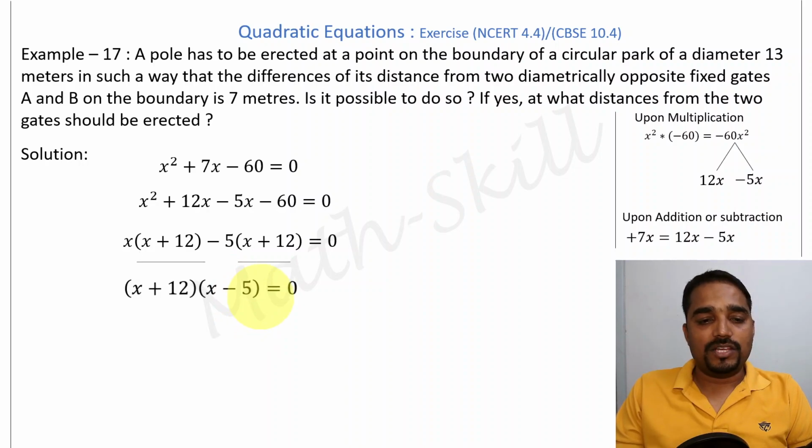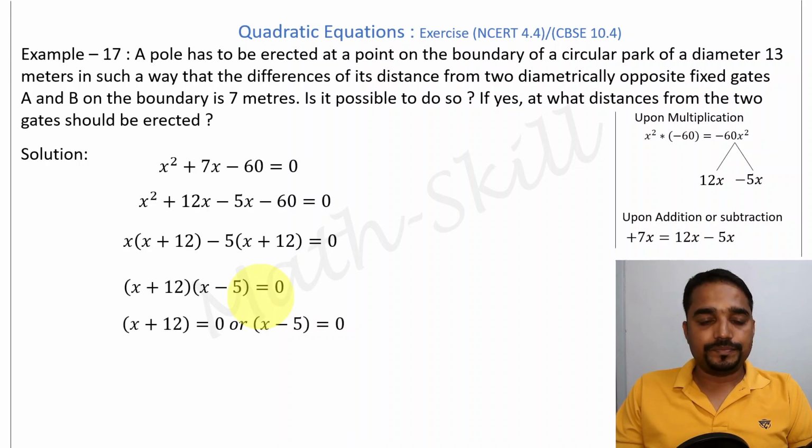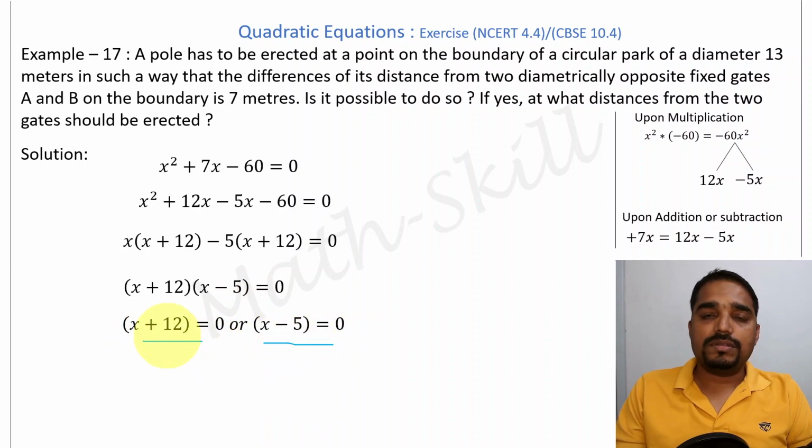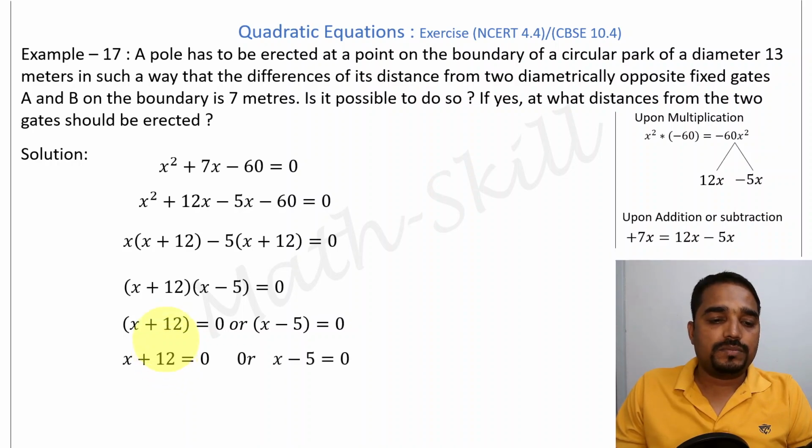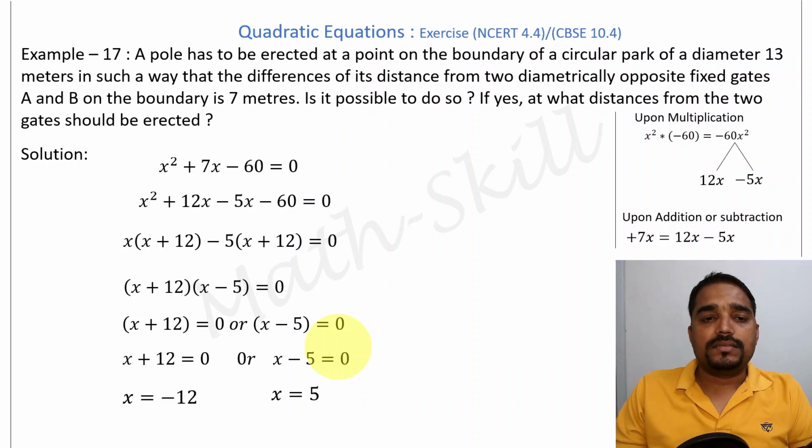So here multiplication of two terms is equal to 0, which means either the first term is equal to 0 or the second term is equal to 0. That is, x plus 12 equals 0 or x minus 5 equals 0. Upon transposing plus 12 to the RHS, we get x is equal to minus 12. Minus 5 upon transposing gives plus 5. That is, x is equal to minus 12 or x is equal to plus 5. These two are the answers we have got by simplifying this equation.